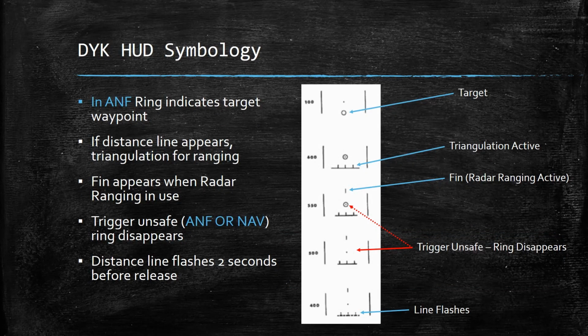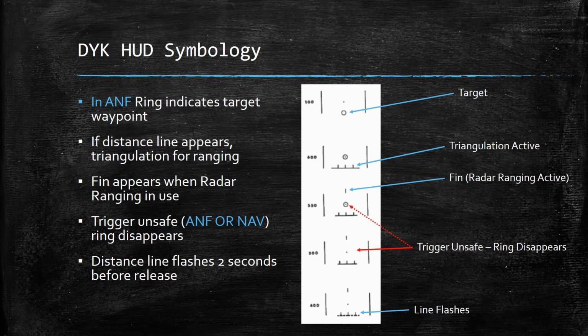The HUD symbology for DYK, and I'm going to just tell you now, this is true for both release modes in DYK. When you're in ANF, the ring indicates the target waypoint. If the distance line appears, triangulation for ranging is being used, and the fin appears when radar ranging is in use. It's important to understand that the first two examples of the HUD here in this diagram are with a safed trigger in ANF and only relate to the precision mode.